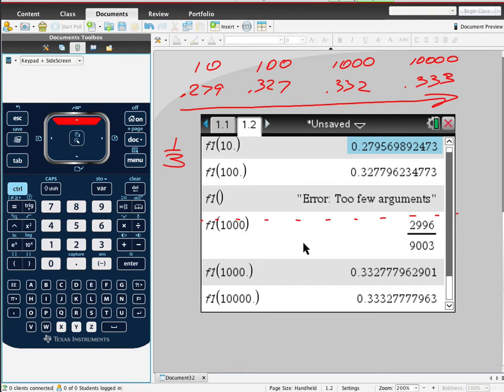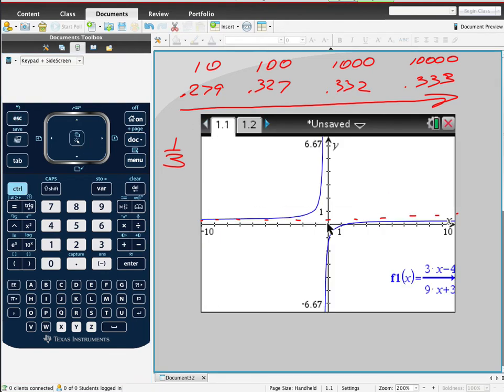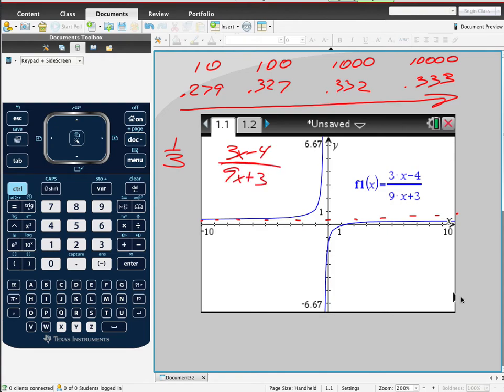Now, if I go back to that graph, let's remember how, just by looking at this right here, (3x minus 4) over (9x plus 3), how did I know my limit was going to be 1/3? Coefficients. Very good. If you're doing horizontal asymptote, you want to look at the highest exponent of the numerator and the denominator. In this case, they are the same. When they are the same, your horizontal asymptote is going to be the coefficient. So 3 over 9, which reduces to 1 over 3.